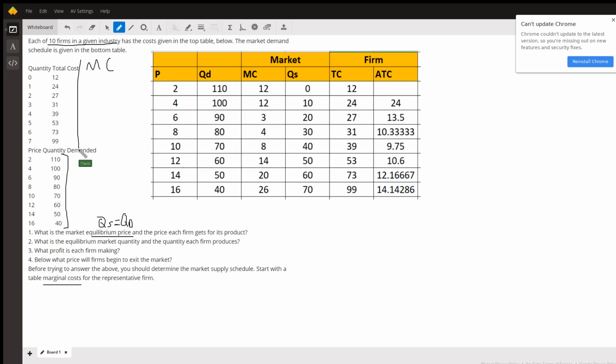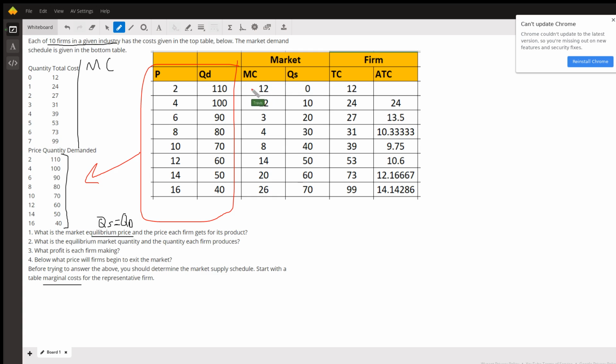But this right here, you'll notice, is the same, so I just put that in the table. That's demand right there. I didn't label that, unfortunately. This is all of the firms in the market, okay, and I calculated their marginal cost.